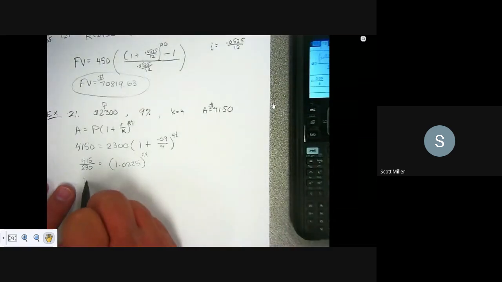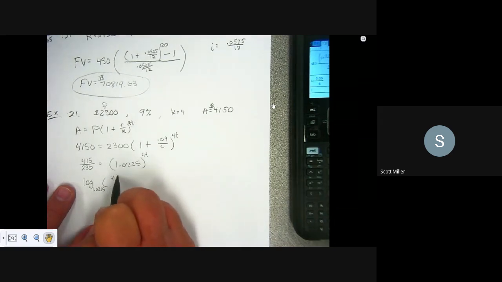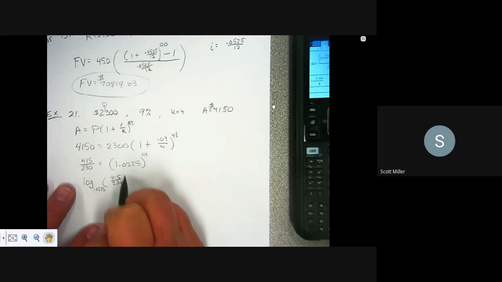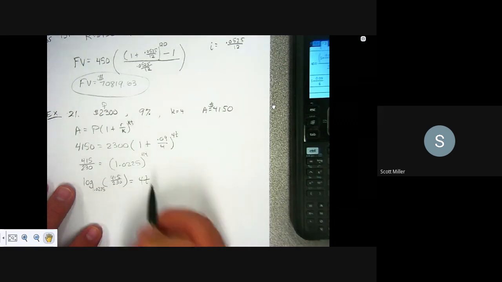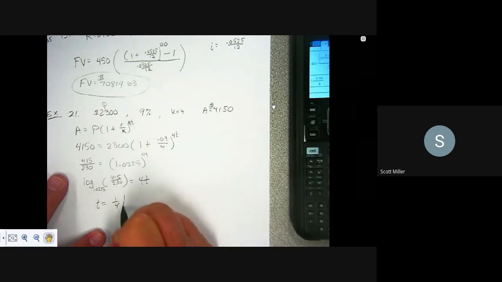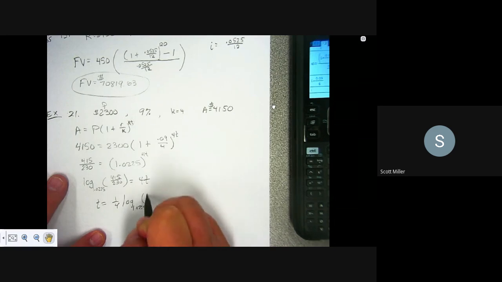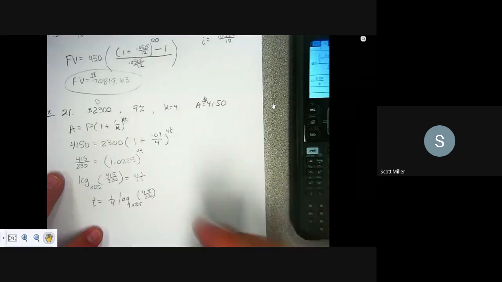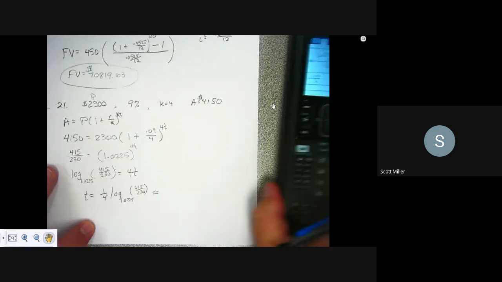So I get the log base 1.0225 of 415 over 230 equals 4 times t. And then I can multiply both sides by 1/4. And my time then would be equal to 1/4 times the log base 1.0225 of 415 over 230. And then we would type that in and get an approximate time value.